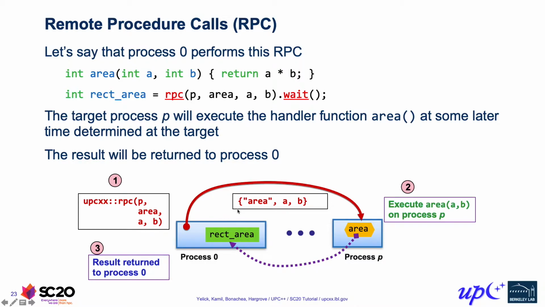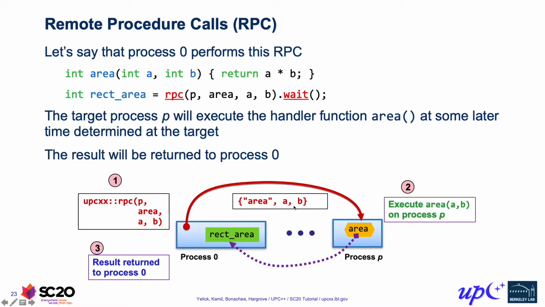and the way it does that is it sends a message with a reference to the function. Now it doesn't actually take the code for the function and send it over. Remember, each process is running the same code image, so if there's an area on the source process, there's an area on the target process as well. Okay, so instead we do some translation under the hood and pass a reference to that function.